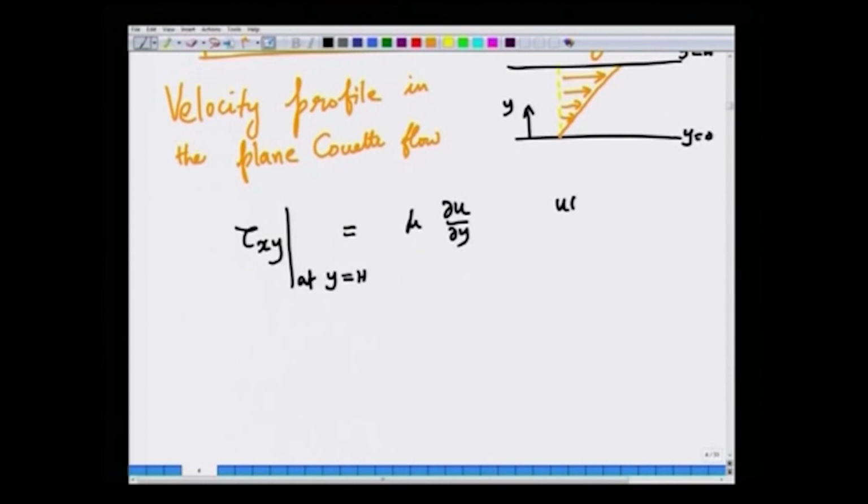Now, u of y is u divided by h times y. So, partial u partial y is u divided by h. So, tau x y is a constant right through the fluid. So, it is mu u by h, that is because the velocity profile is linear. So, tau at y equals h is mu u by h.